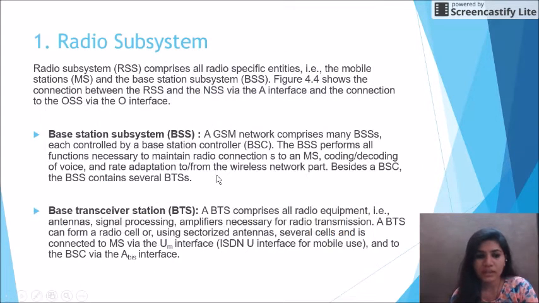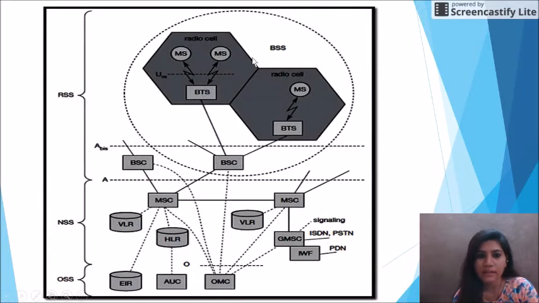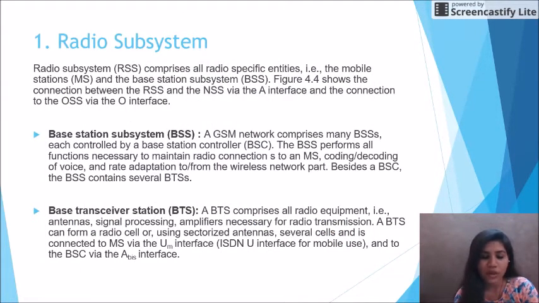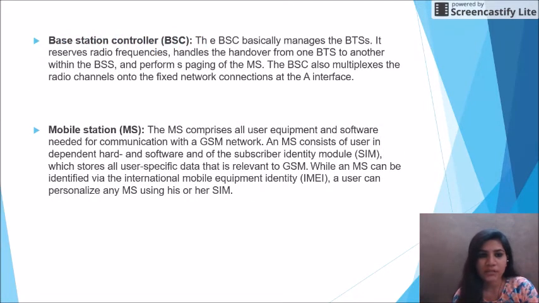Now, what is a BTS? That is a base transceiver station. A BTS comprises all radio equipment, that is antennas and signal processing amplifiers necessary for the radio transmission. A BTS can form a radio cell or, using sectorized antennas, several cells, and is connected to the MS via the Um interface and to the BSC via the A-bis interface. You can see here a BTS has a radio cell like this, and the connection between the BTS and MS is done by the Um interface, and between the BSC and BTS it is done by the A-bis interface. Now the A-bis interface is a 16 or 64 kbits per second connection, and the Um interface contains all the mechanisms necessary for wireless transmission.